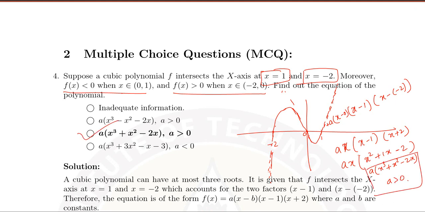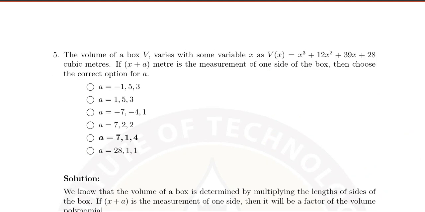So the next question is, the volume of a box V varies with some variable x as V of x equals x cube plus 12x square plus 39x plus 28 cubic meters. And if x plus a meters is the measurement of one side of a box, then choose the correct option for a. So clearly it says x plus a is the measurement of the side of a box, right?